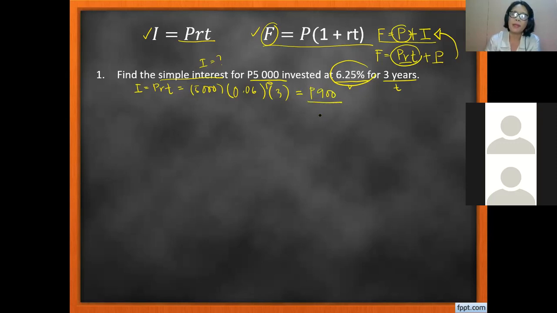By the way, the commonly used type of interest is the compound interest. This simple interest may be used for charging an interest for a friend, or in some lending institutions, but mostly they make use of the compound interest rate, and that's what I'm going to discuss next meeting. But for now, let's concentrate on simple interest. So the simple interest for the first problem is 900 pesos.